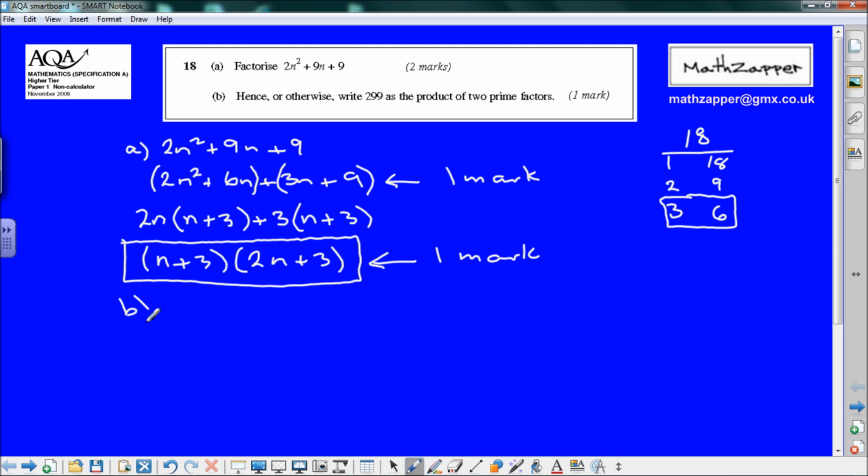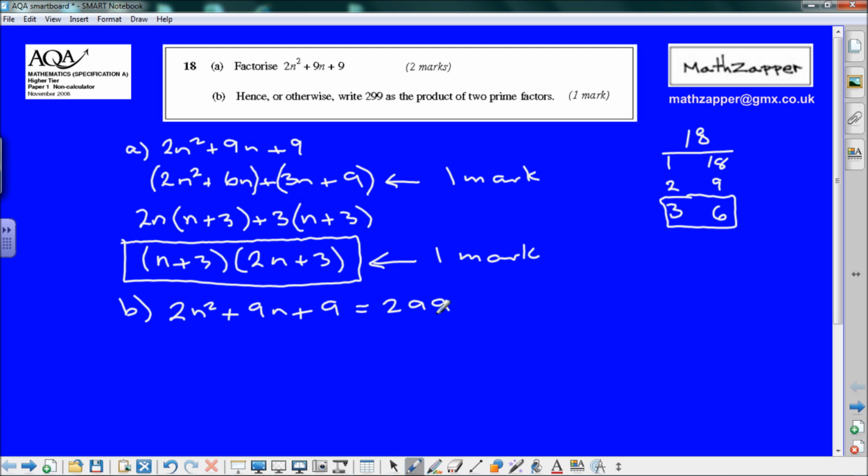Now, part B: hence or otherwise, write 299 as the product of 2 prime factors, implies that this or this has something to do with being equal to 299. So let's write it out as it was written in the first instance. So 2n squared plus 9n plus 9 is equal to 299. Now, you might notice that 2n squared plus 9n plus 9 is a little bit like 299.